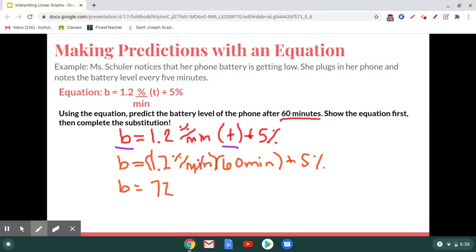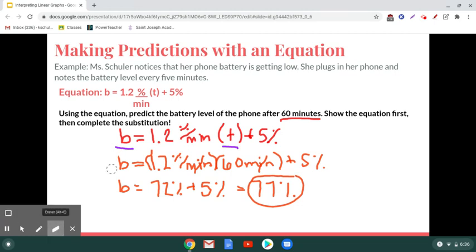You'll notice minutes is on the bottom and the top, so it's canceled, and we're left with percent. But you can't forget this 5% as well, so we'll say 72% plus 5%, and 72 plus 5 is equal to 77%. So our battery level here is 77%. And after an hour, that means that my phone has 77% charge. Now I'm going to erase this and we're going to do the next one together.